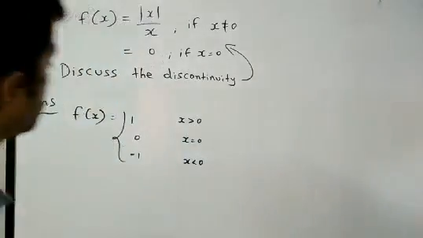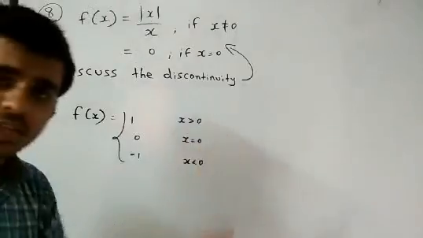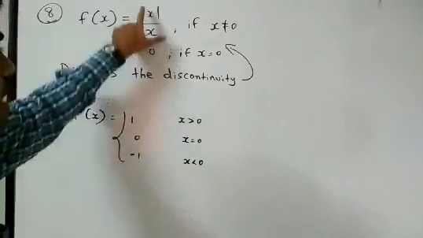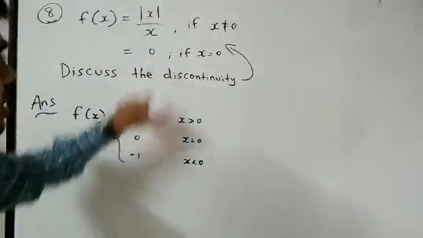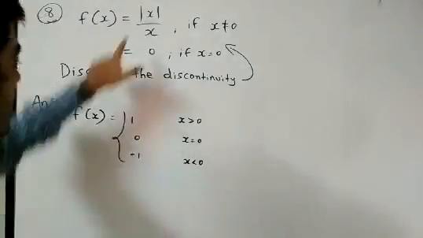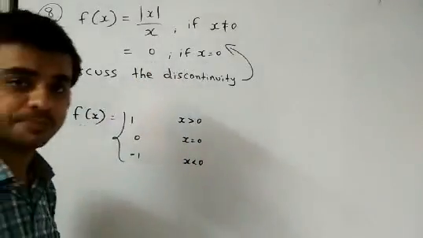Don't get confused. Here you might think, sir, how did it come? See, nothing to worry. If the value of x is greater than 0, it will be positive, so x by x will be 1. If the value of x is negative, meaning less than 0, then it will be negative, so minus x by x is minus 1, and at 0 the value is given as 0.